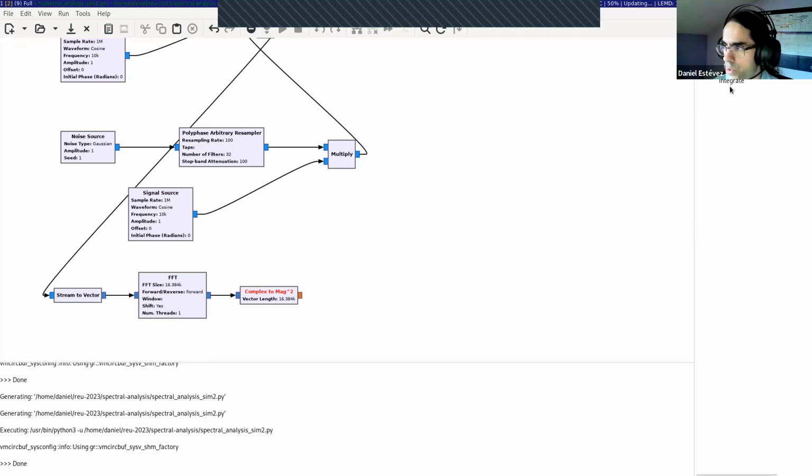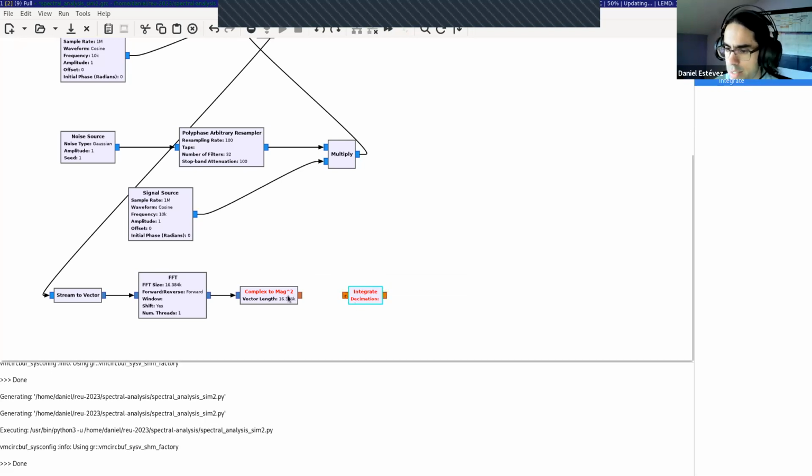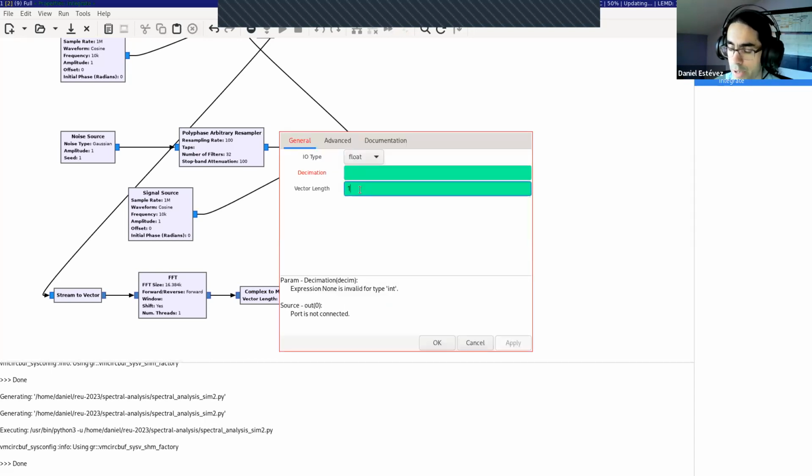So to do this summation, we use this integrate block. What the integrate does is to add several consecutive samples or vectors. If we set it to NFFT, then it operates on vectors. And this decimation is how many vectors to add together. It operates component-wise. So the first component of all vectors gets added together. The second component gets added together, as is usual when operating in mathematics with vectors. It's just vector addition. And decimation is how many vectors we want to add together.